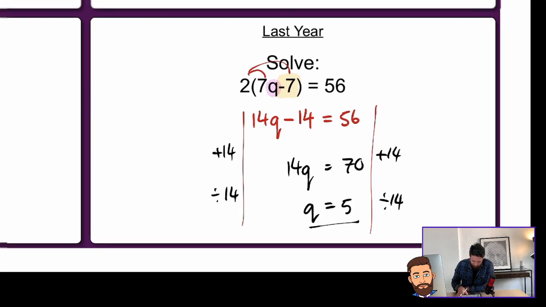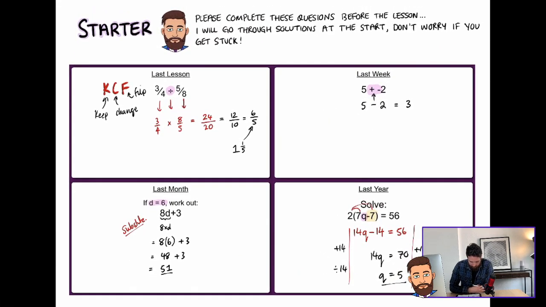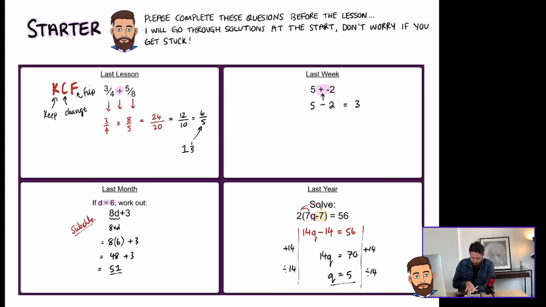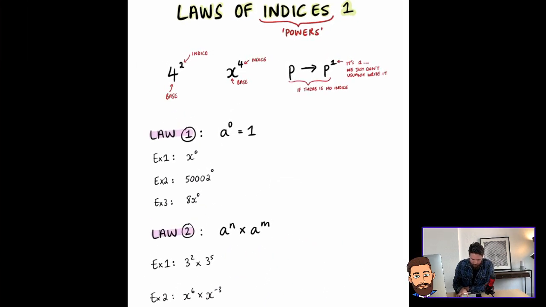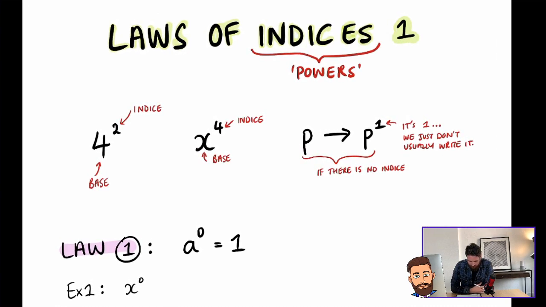Okay, so hopefully you managed to get all, if not most of those answers correct. And we will move on to laws of indices. Now, if you're in year 8, 9, 10, these are really important. Laws of indices come up in both the foundation and the higher exam, and it is something that is easy marks if you can remember the laws and you know how to use them.